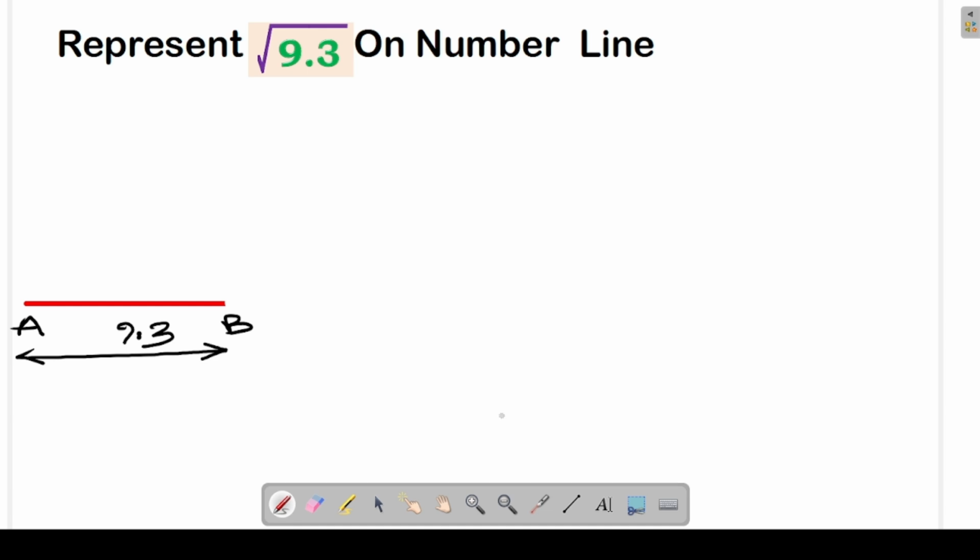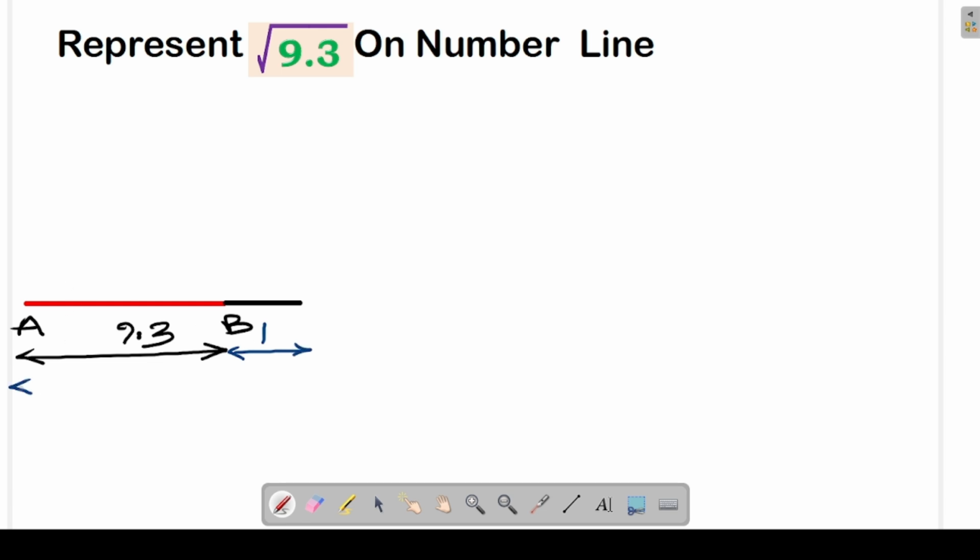Just mark A to B as 9.3 over here, which I am showing here. Measure A to B from your scale and mark it on your notebook. Now AB is of length 9.3 centimeter, right? Now extend 1 centimeter from B, that is up to C.